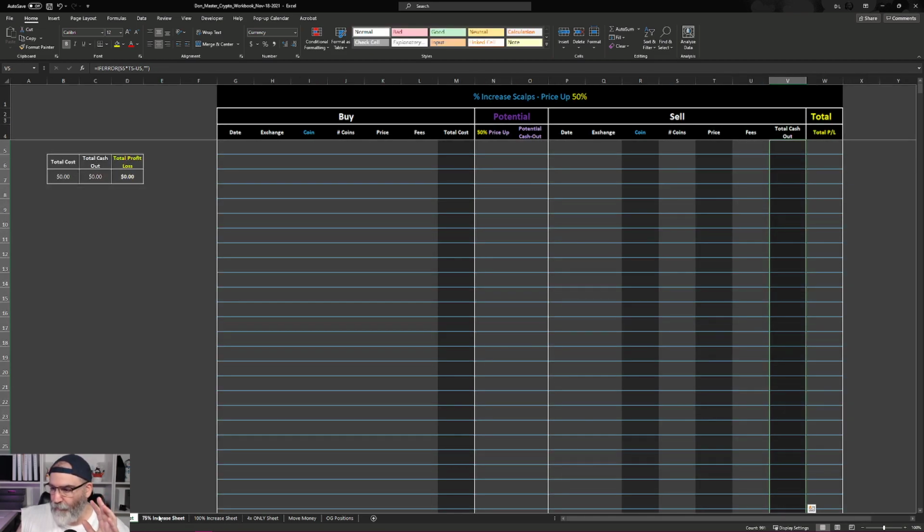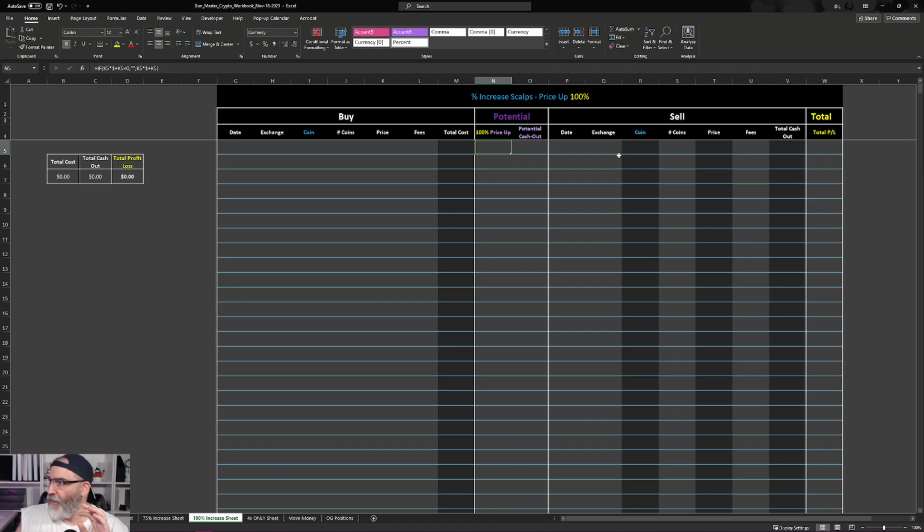The same for the 50%, the same for the 75%, the same for the 100%. It's the exact same formulas. The only change is how much we're looking to increase and how much the price needs to increase, which is the 100% from what you paid for it. Now you come over here to the Forex sheet. So that takes care of the 4 percentages, and you can change these percentages to whatever you want.